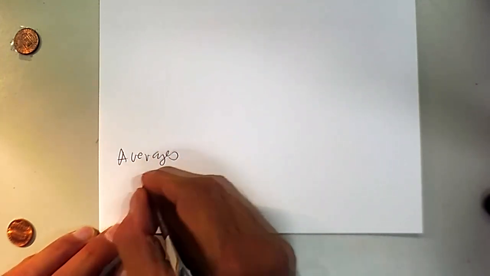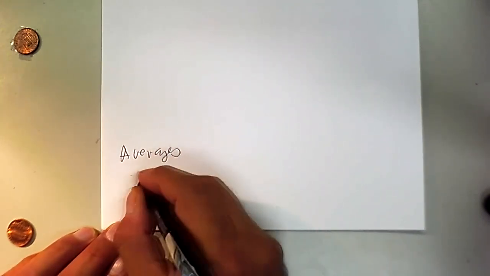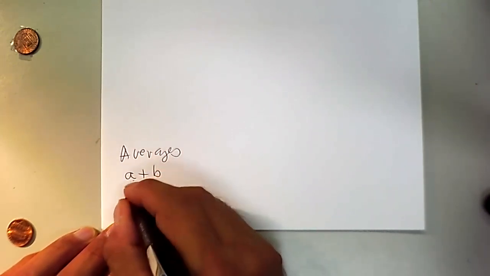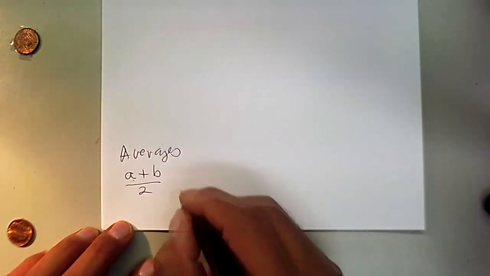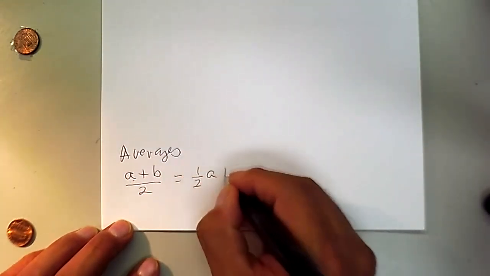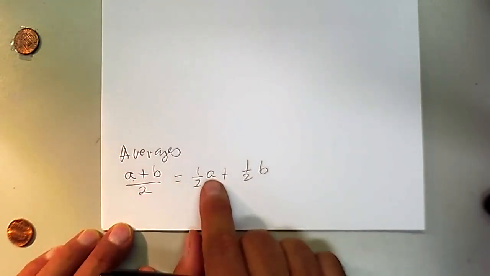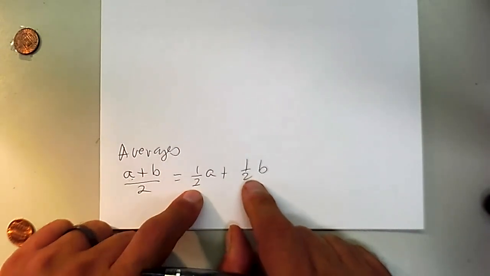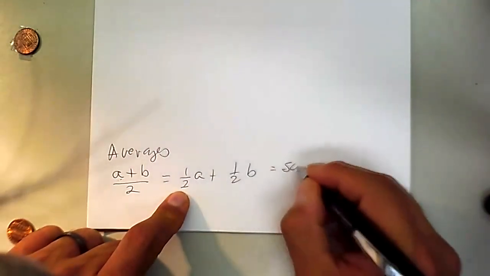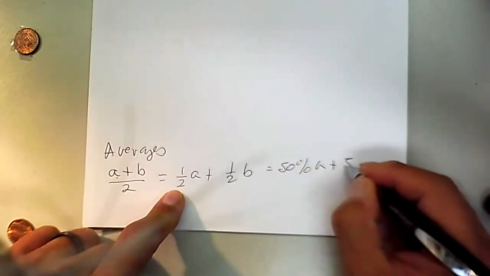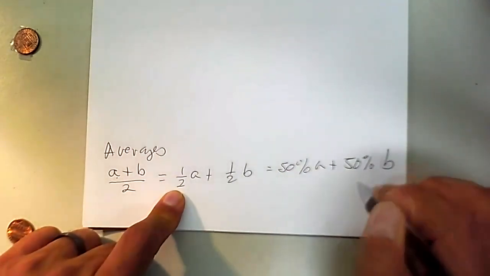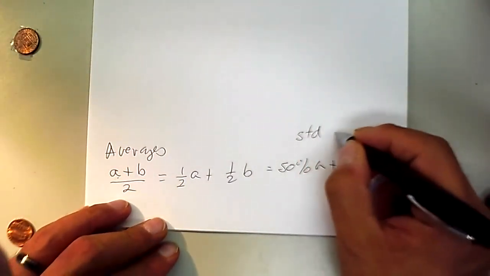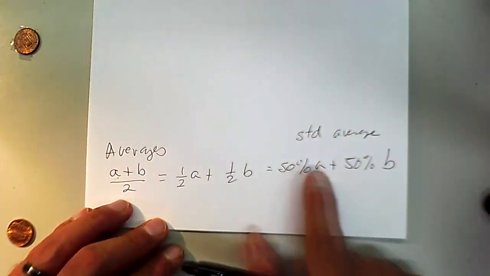The average of two numbers, as you probably remember, but let's recall, is the sum of the two numbers divided by 2. And that is the regular average. By the way, this is the same thing as half A plus half B. So we're giving to each one of those the same value, half and half, or the same percentages. That's the other way to put it: 50% A plus 50% B. That is the standard average. So the standard average gives the same percentage.